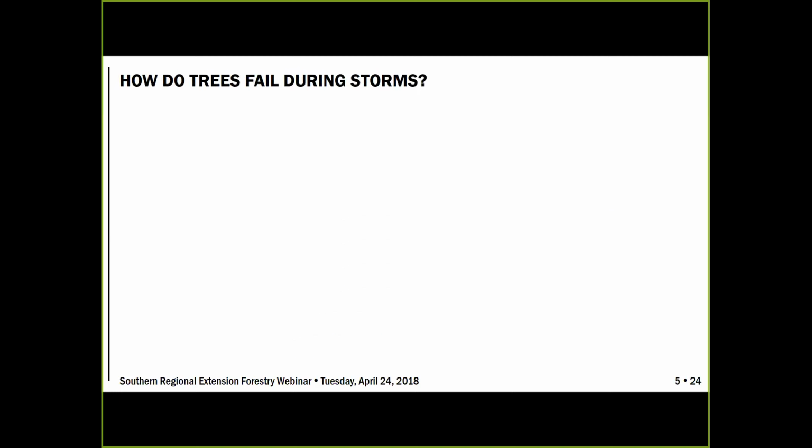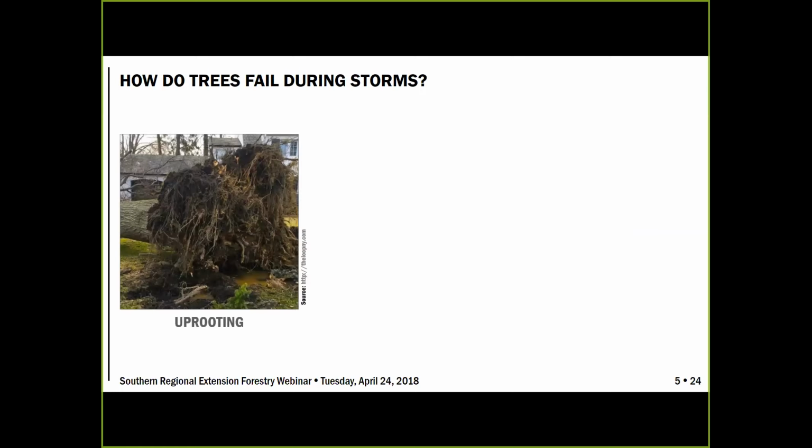So I want to start off here talking a little bit about how trees fail during storms. Three basic ways that we see this happening. First of all, we have uprooting of trees when roots lose anchorage in the soil. This can be particularly problematic because these types of failures can be difficult to predict because we cannot see the roots, and there are severe consequences due to the size of the entire tree falling over and its extended reach based on the height and spread of the tree.